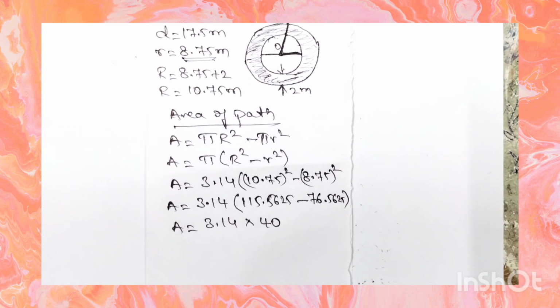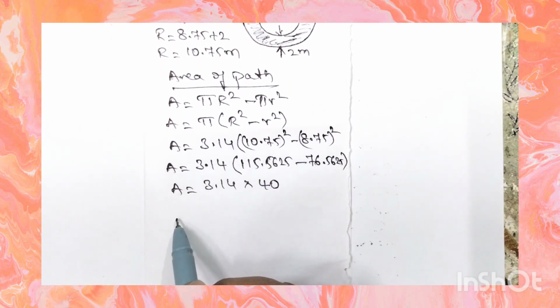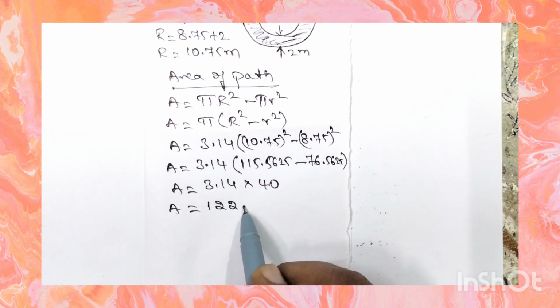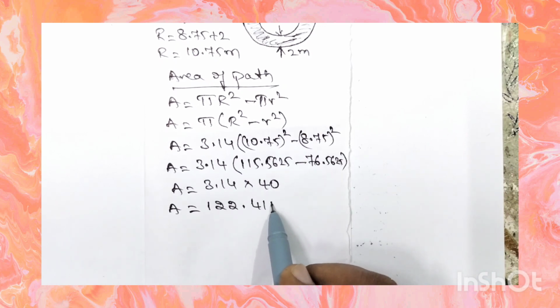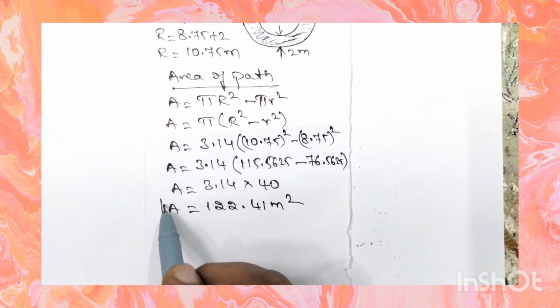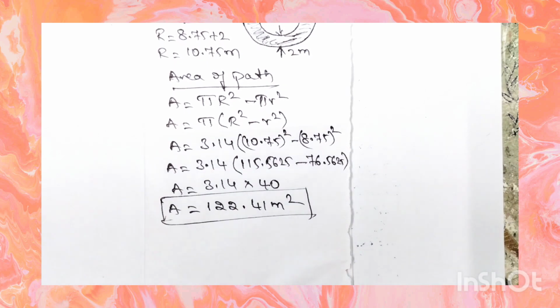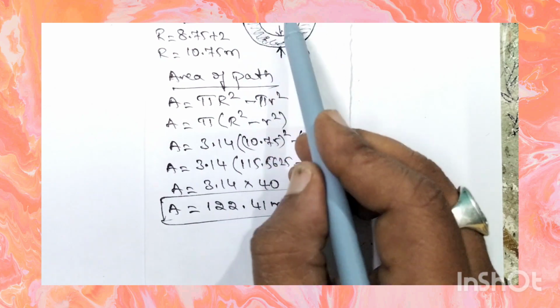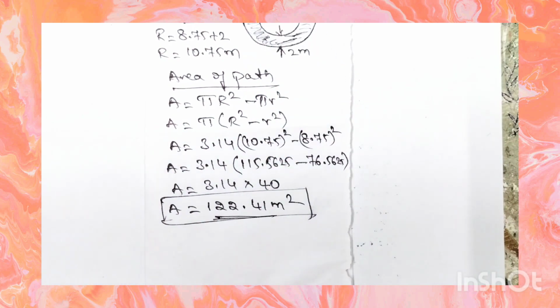So area is equal to 3.14 into 40. If you subtract these two, you will get 40. Now if you multiply these two, we will get area is equal to 122.41 meter square. If you subtract the area of both the circles, we will get this much, that is 122.41 meter square.